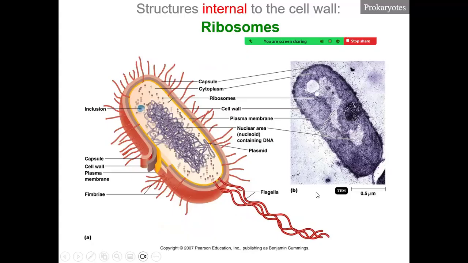You can have ribosomes in the cytoplasm. Remember, a ribosome is large enough that it does not go into solution. You can actually see the dots there, those are ribosomes. The ribosomes are the protein factories, meaning that they make proteins in the cell.